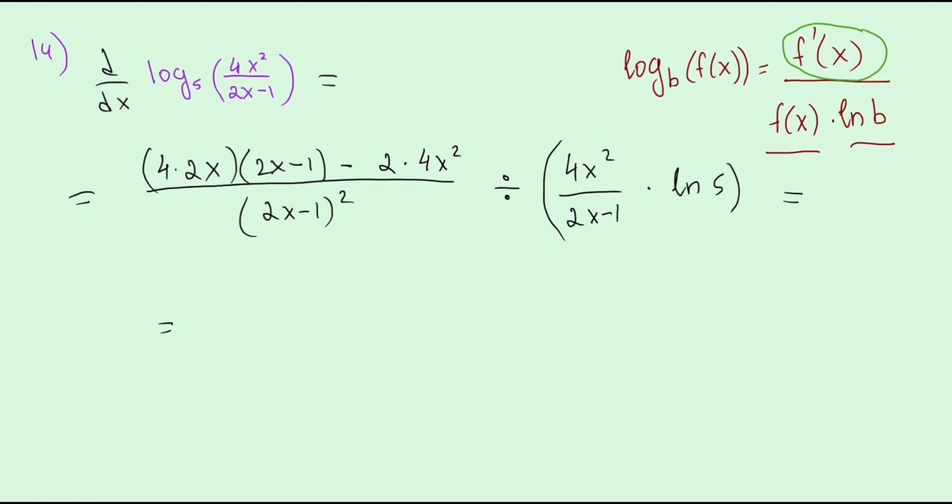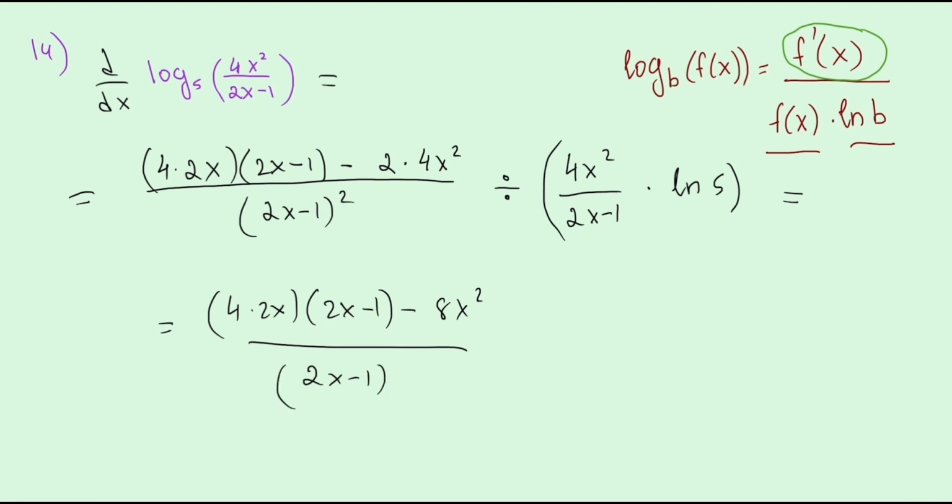So to rewrite this, we're going to have all of this rewritten, 8x squared over 2x minus 1 squared. Now division could be turned into multiplication by switching the denominator and the numerator. So for the numerator, we're going to have 2x minus 1, and denominator is going to be 4x squared times natural log of 5. There we go. The rest will be simplified.